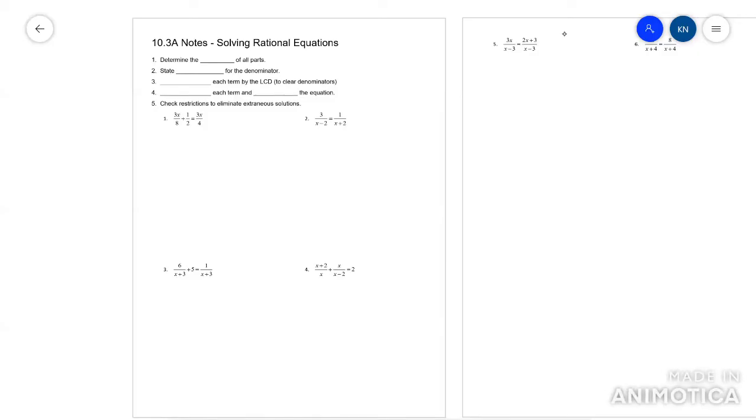All right, this video is going to go over 10.3a and b, which is solving rationals. So let's go ahead and get started. I don't like any of this wording.